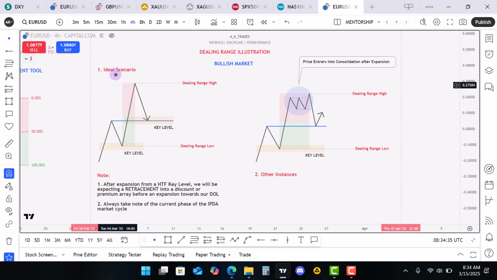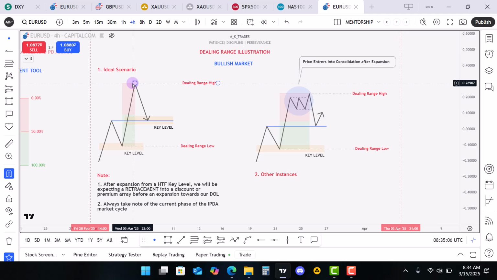So let's come to our ideal scenario of marking out our dealing range. As you can see here, price swept sell side liquidity to a higher time frame key level and then expanded away from that key level. So it took buy side liquidity. Now, when this occurs, the point that recently took out the sell side liquidity becomes our dealing range low, and the point that took out the buy side liquidity here becomes our dealing range high.